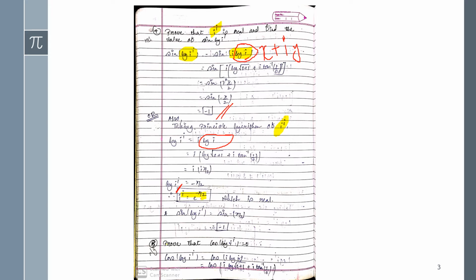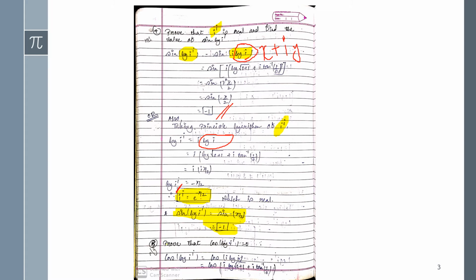And as you can observe, in this answer we are not getting any i, so we can say that this answer is coming in the real form. So that's why the sign of log i raised to i will be minus 1. Here it's given, its final answer. Okay, so hope everybody understood, guys.